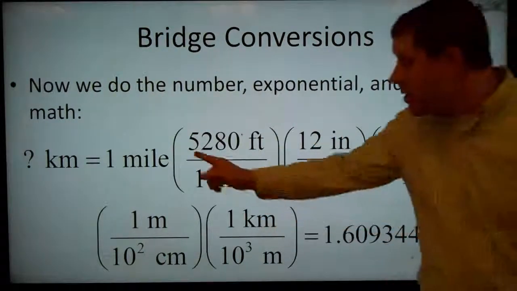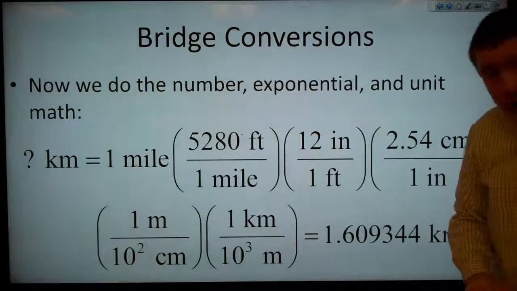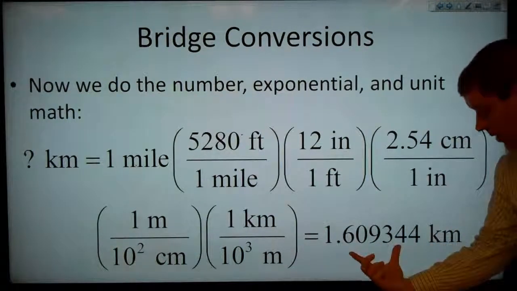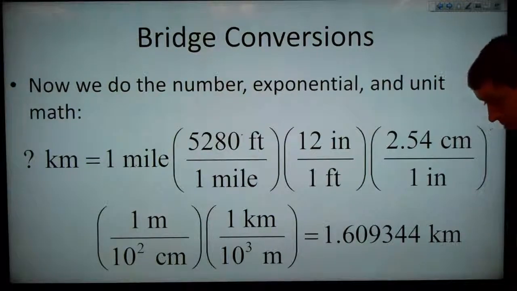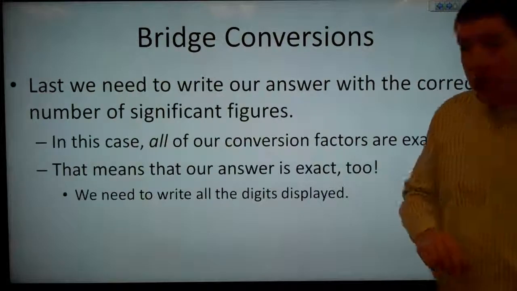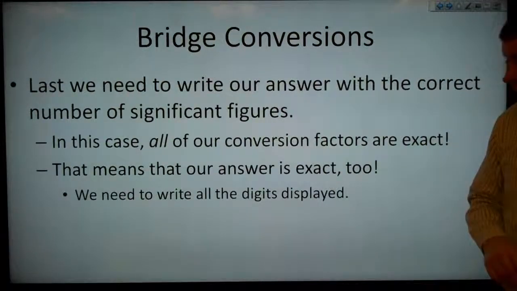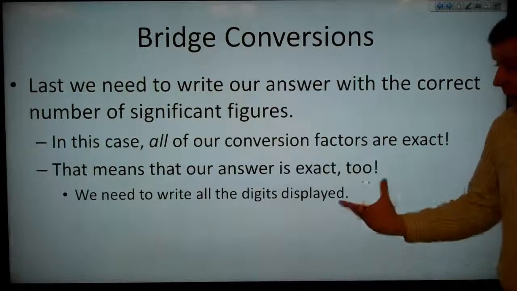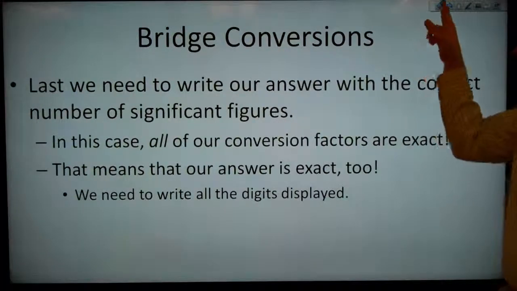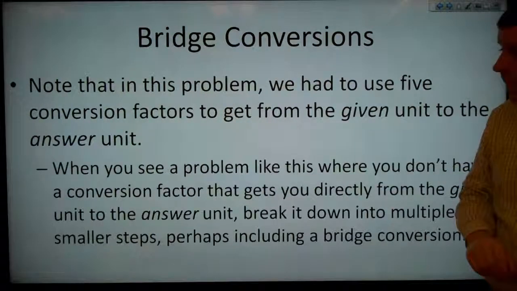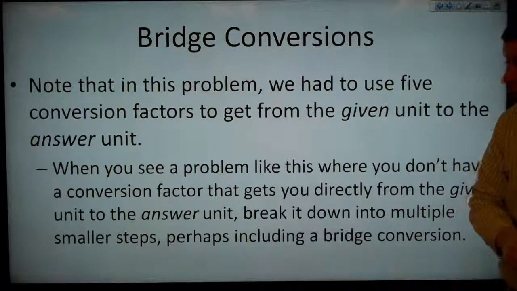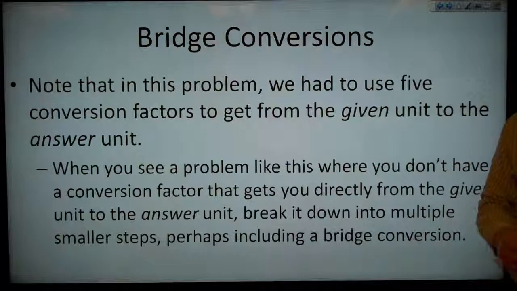If we started out with exactly 1 mile there, as we did, then this number, 1.609344, is exact. We know that there's no uncertainty in that number. So that means that we need to write all of our digits that I have displayed there, and we can't round it at all. So note that in this problem, we had to use 5 different conversion factors to get from our given unit to our answer unit.